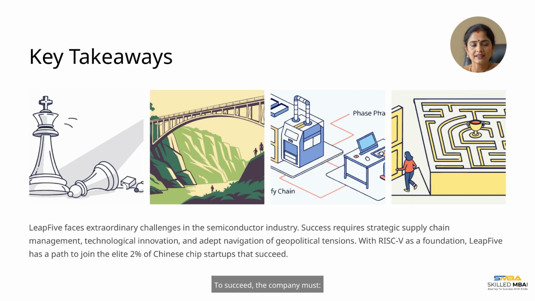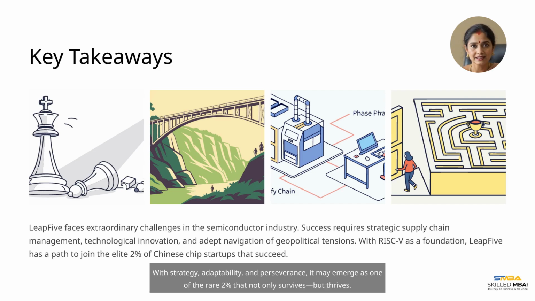LeapFive Technology operates in a high-risk, high-reward environment. To succeed, the company must manage extreme supply chain complexity, master chip design without full access to global tools, leverage the RISC-V ecosystem for independence, build world-class talent domestically, and navigate global politics with agility. LeapFive's journey is a case study in innovation under constraint. With strategy, adaptability, and perseverance, it may emerge as one of the rare 2% that not only survives, but thrives.